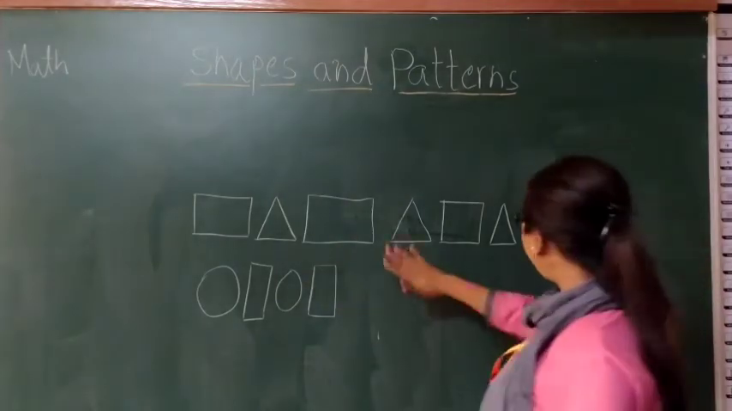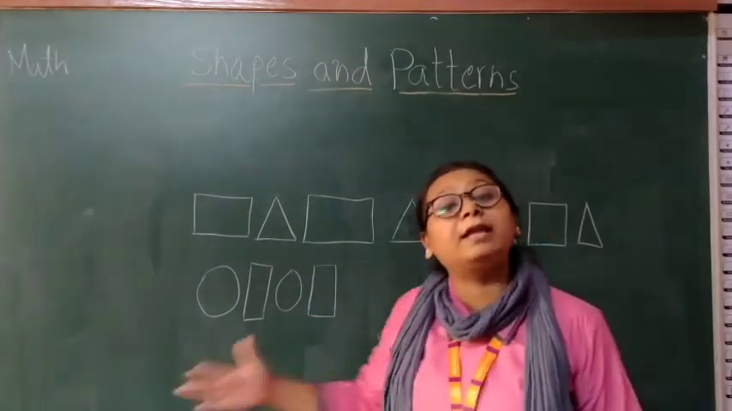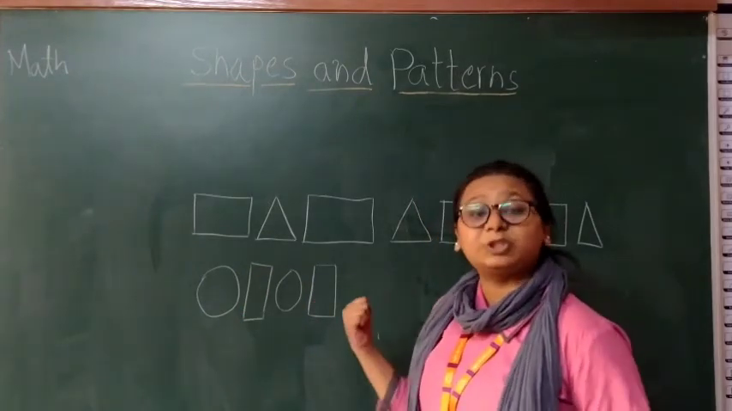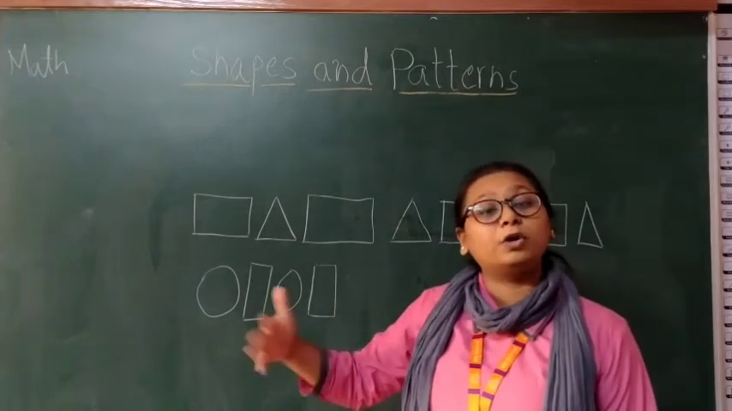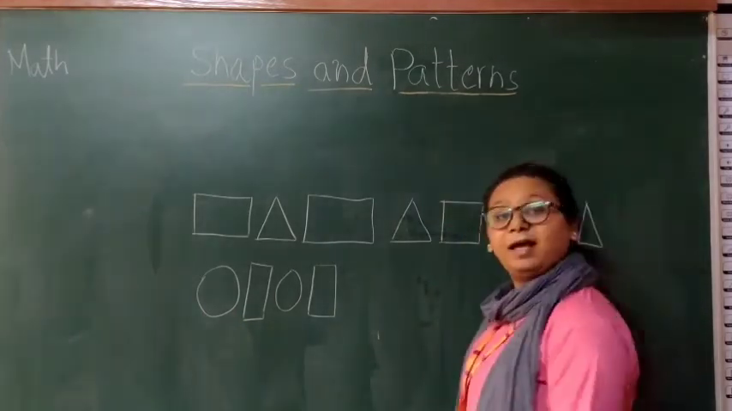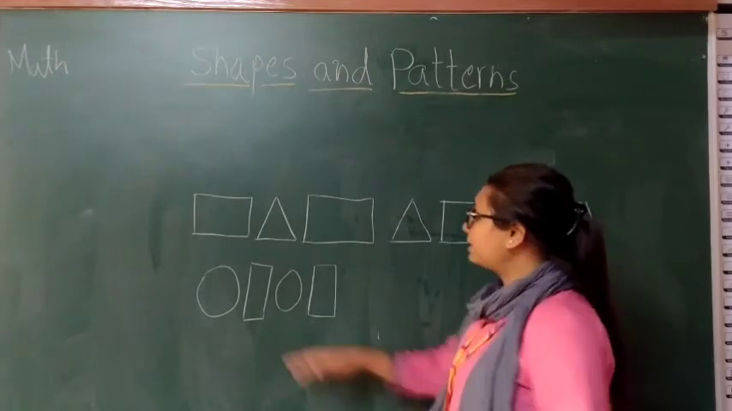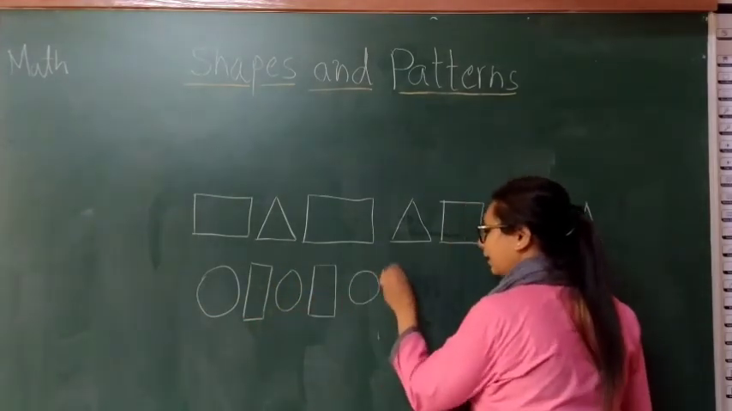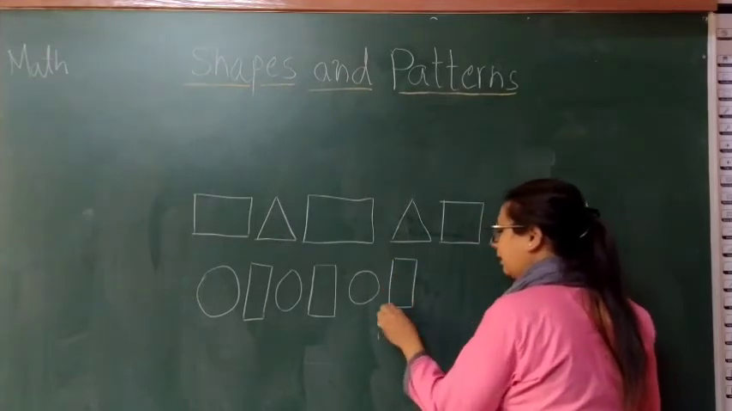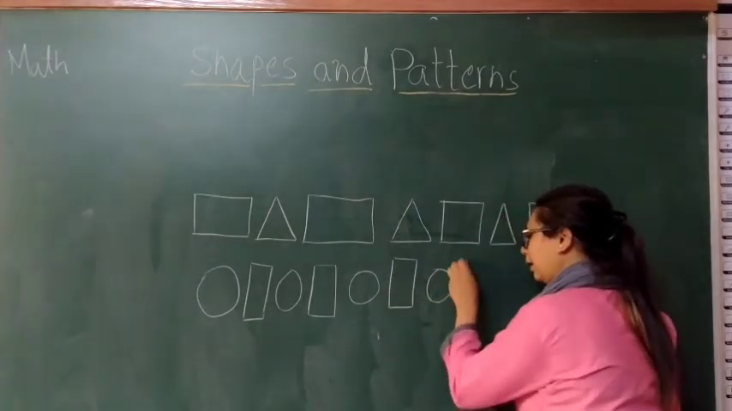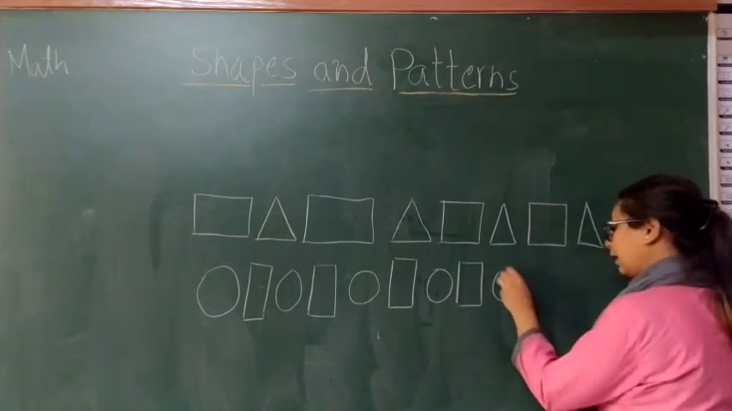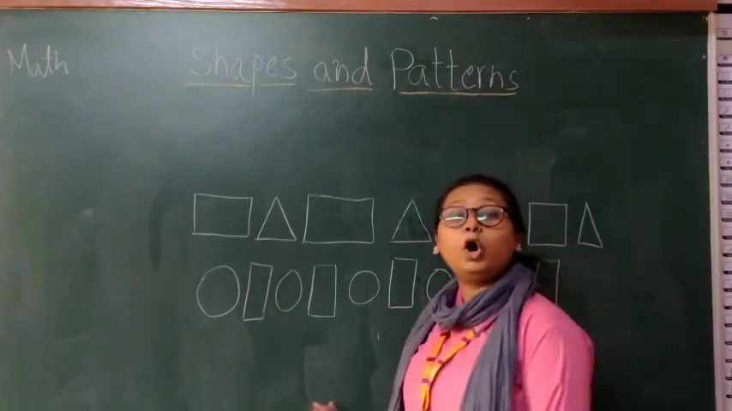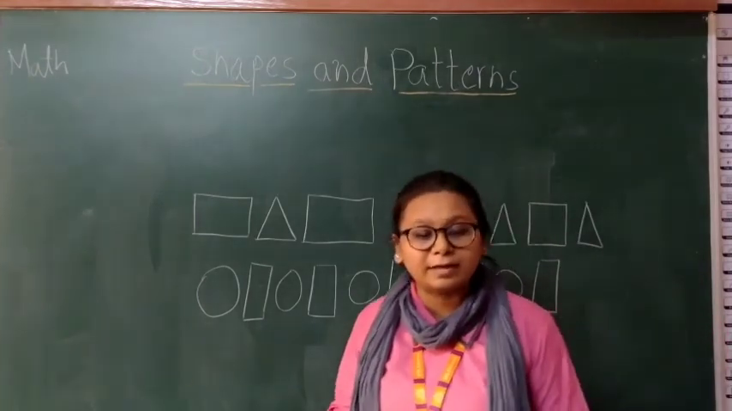Okay, so it comes one after the other. It goes in a particular pattern. You cannot put any other shape in between. Okay, a pattern goes in the same way. Here is a circle, a rectangle, a circle, a rectangle. Again after this, a circle, a rectangle, a circle, a rectangle. Okay, so students, the pattern goes arranged one after the other.